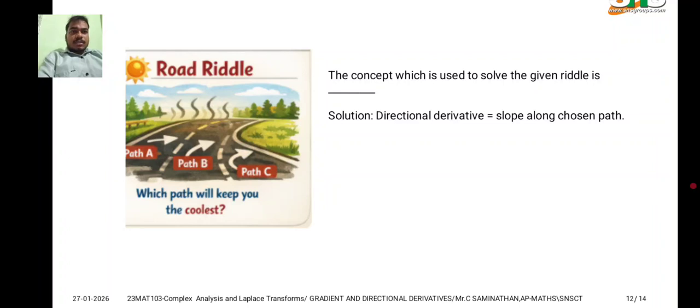Here is the concept puzzle of the directional derivative. The concept used to solve the given riddle: path A, path B, path C. Which path will be the coolest? The directional derivative is the slope along the chosen path. This is the solution. Thank you.